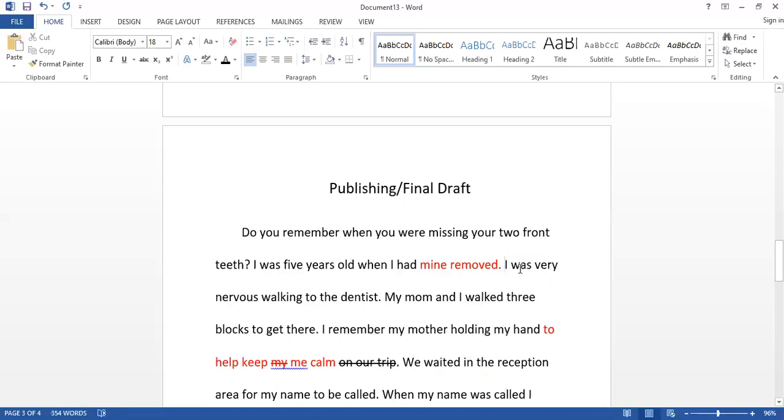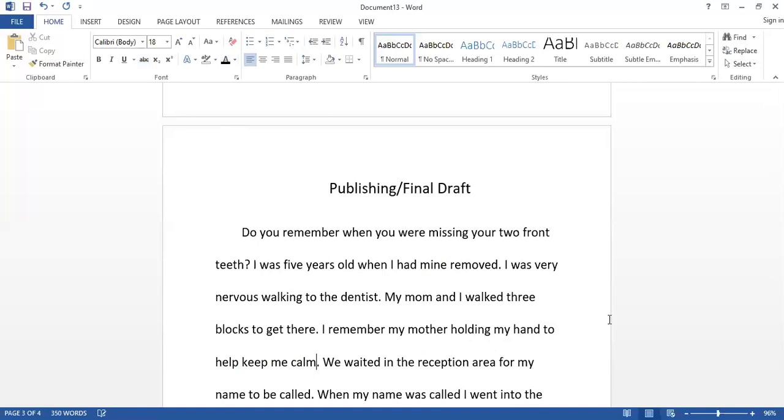Delete. I was very nervous about walking to the dentist. My mom and I walked 3 blocks to get there. I remember my mother holding my hand to help keep me calm. Okay, I forgot to change the font color. I'm going to change the font color there as well to black. And then I'm going to delete "on my trip" because I don't need that anymore.